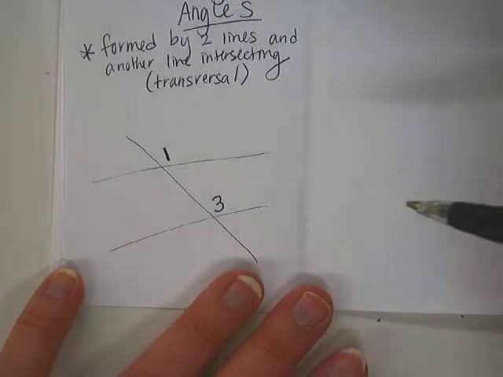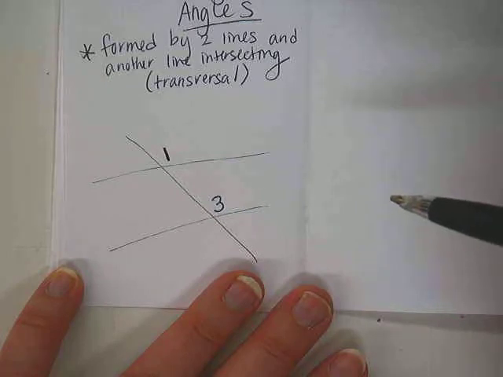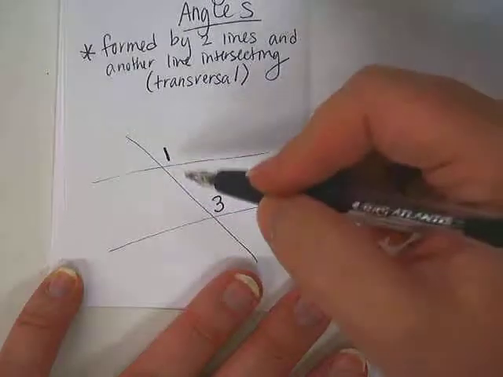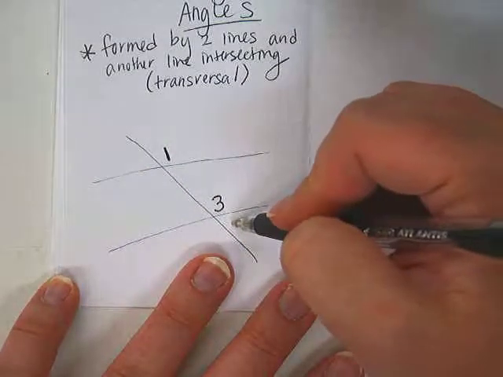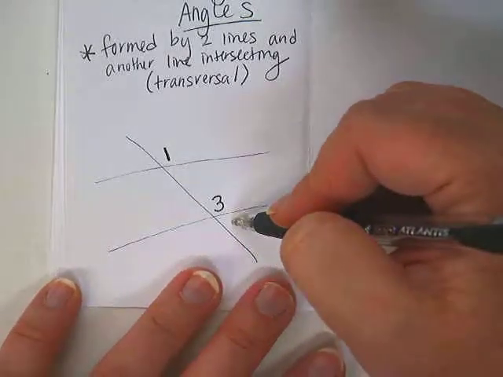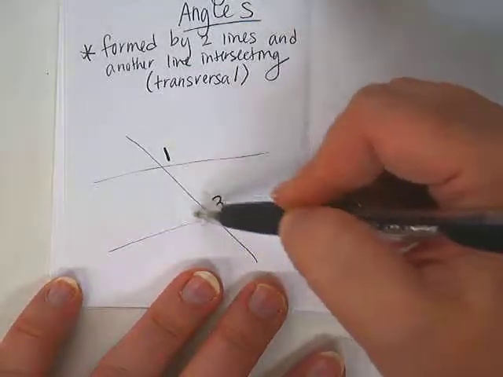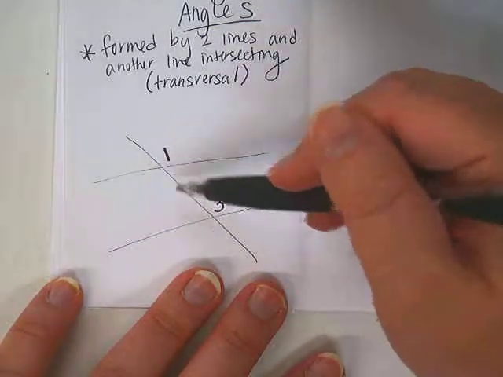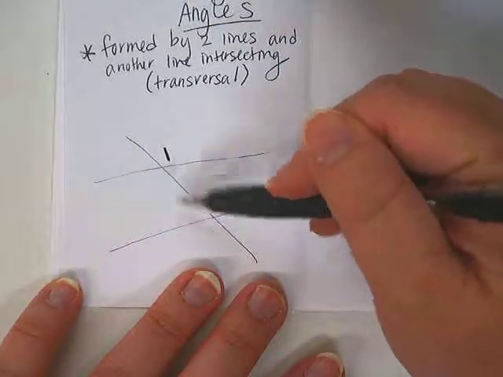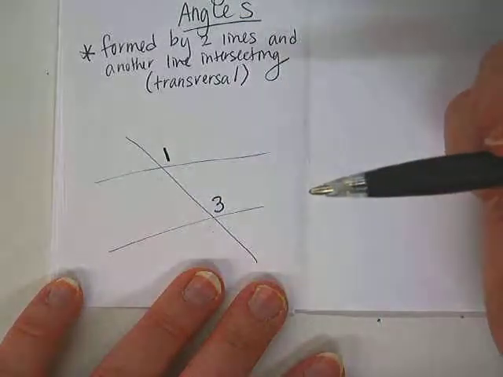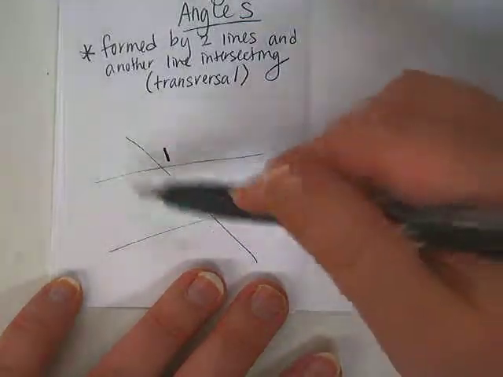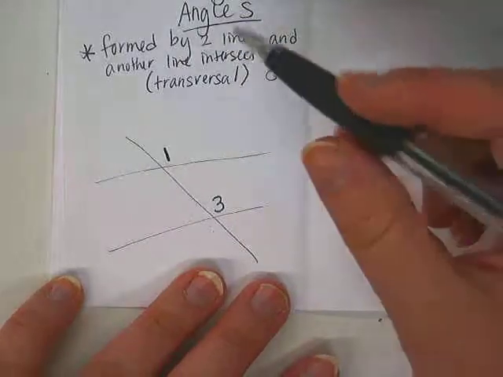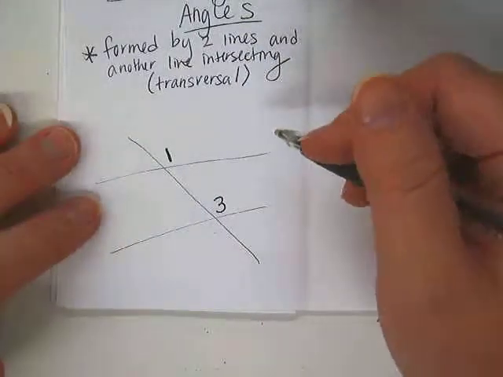Are there any other pairs of corresponding angles in this picture? Yeah, if we had a little 2 and a 4 written there, then 2 and 4 would be corresponding. Good. What if we did like 5, 6, 7, 8? Then 5 and 7 would correspond, and 6 and 8 would correspond, right? Okay, so there are 4 pairs of corresponding angles.